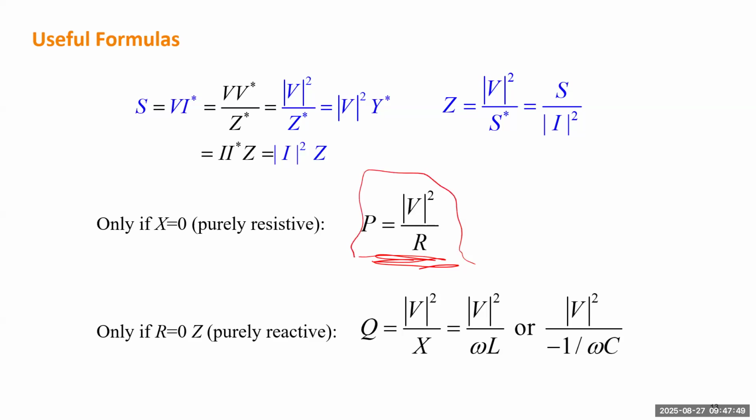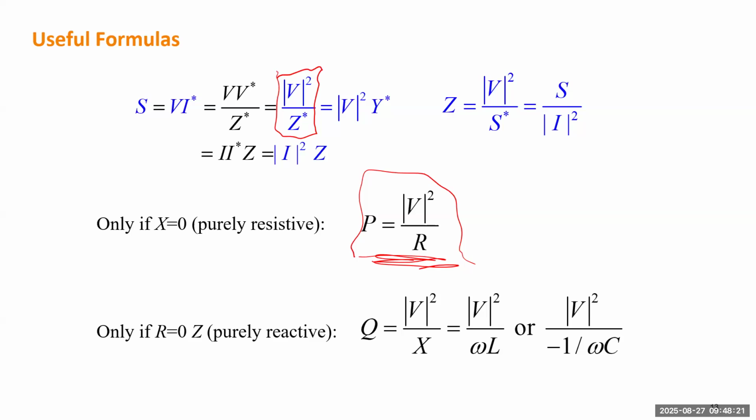you may easily just think of this formula from a DC circuit, but you have to be very careful. If you use this formula, that only works if X is 0. If X is not 0, this formula is wrong. So my suggestion is, the easiest way, if you know the voltage and impedance, always use this one. Then you take the real part to be P and the imaginary part to be Q.